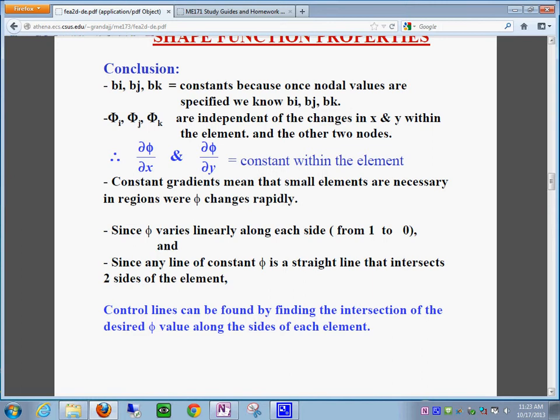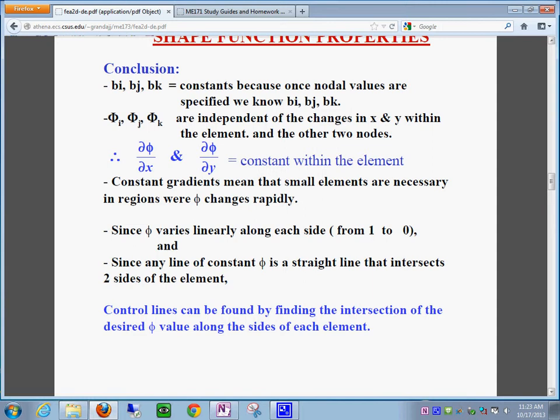So we have in here more conclusions about the shape function properties. B sub i, b sub j, and b sub k are constants because once the nodal values are specified, we know b sub i, b sub j, and b sub k. Phi sub i, phi sub j, and phi sub k are independent of the changes in x and y within the element. So it doesn't matter where you are on the plane, the slope is going to be the same. That's all this is saying.